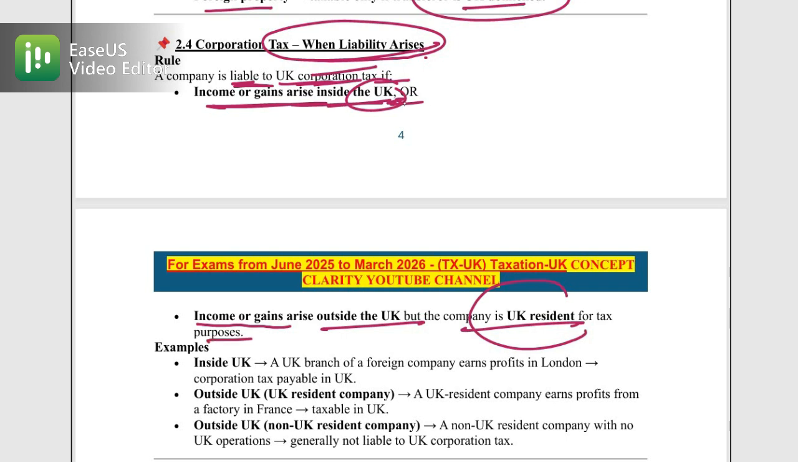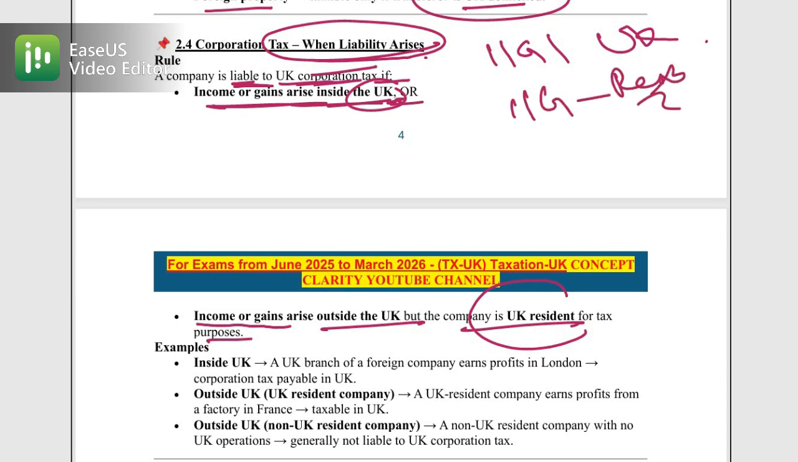So here again, the company is liable if the income or gain arises inside the UK. This is the first thing. Or if the income or gain arises outside the UK, but the company is UK resident, then definitely the company is liable to UK corporation tax. So we have two cases. The first one is that the income and gain arise inside the UK. The second is that the income and gain arise outside the UK, but the company is a resident of the UK.